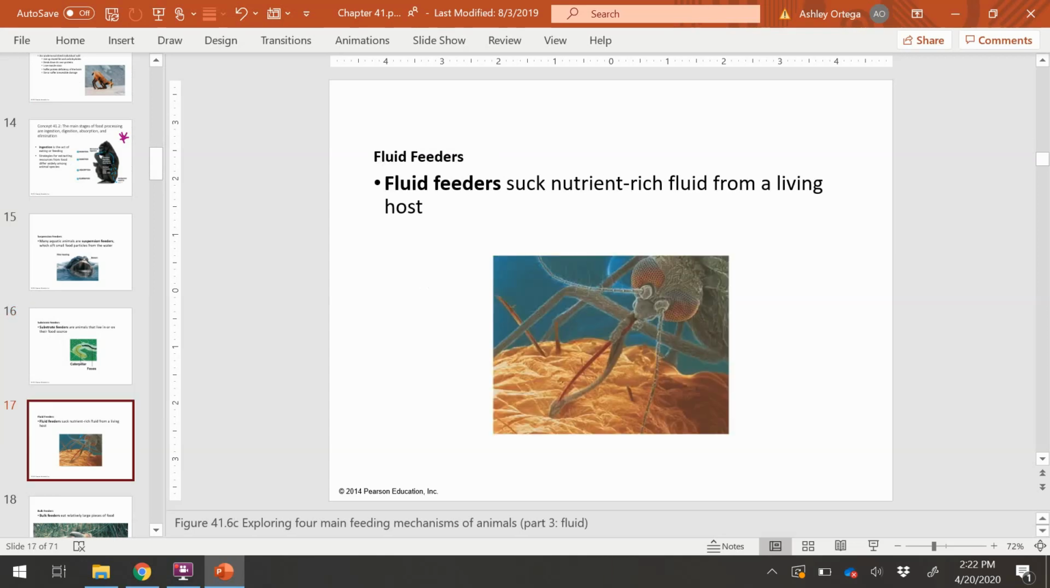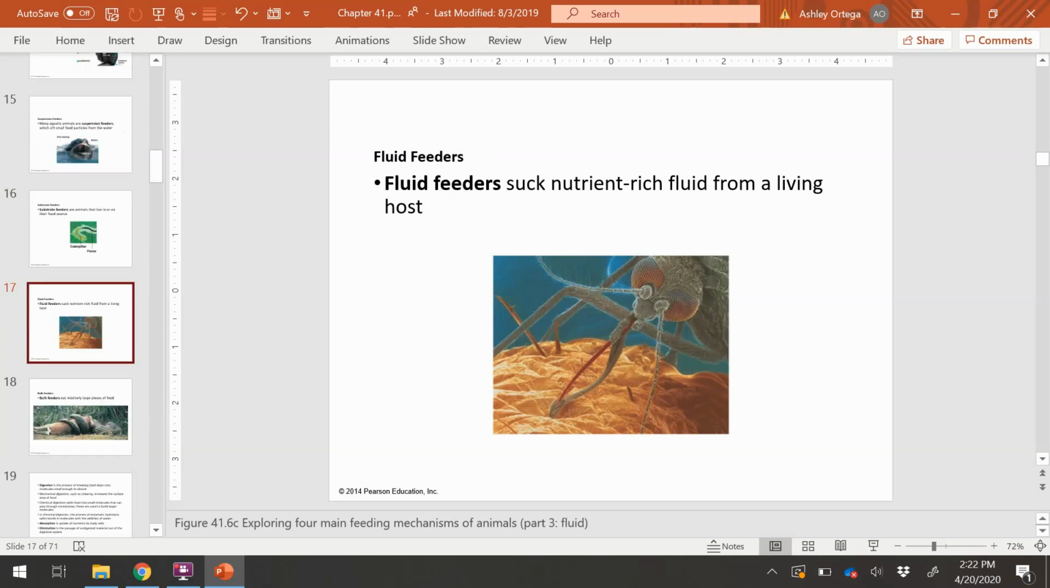And then a fluid feeder is going to suck nutrient-rich fluid from a living host. And here in this example is a mosquito. The female mosquitoes will suck blood from different animals, and so that is their source of food. So they are fluid feeders.